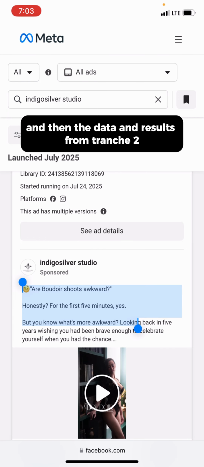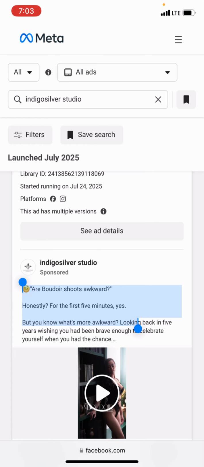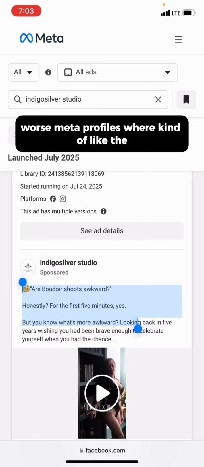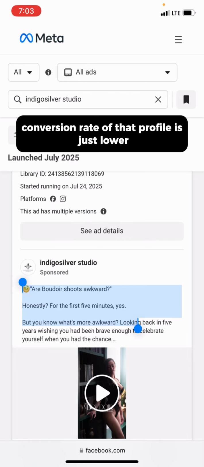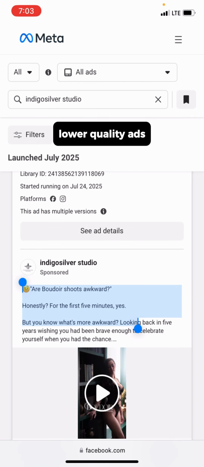And then the data and results from tranche 2, guess what? That goes back into the Meta ad algorithm. And then for tranche 3, our ads go to even worse Meta profiles, where the default global level conversion rate of that profile is just lower. So they get the lower quality ads.